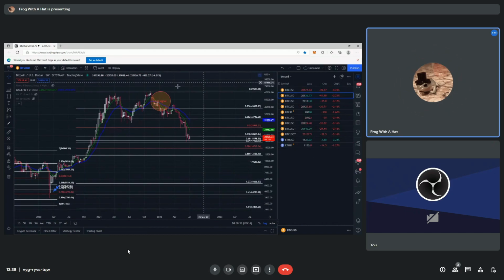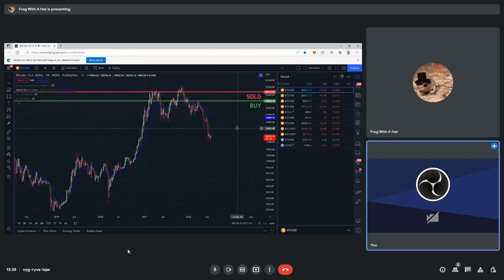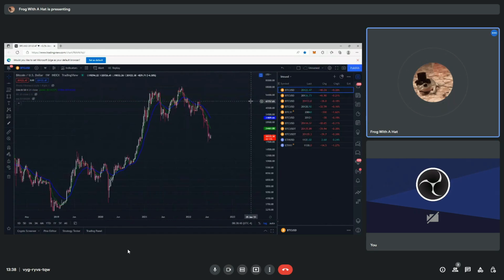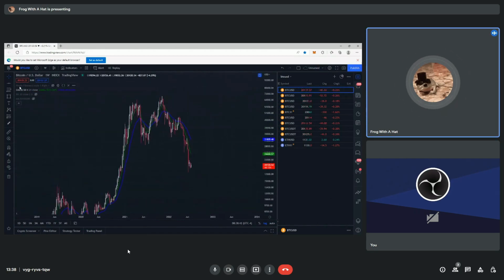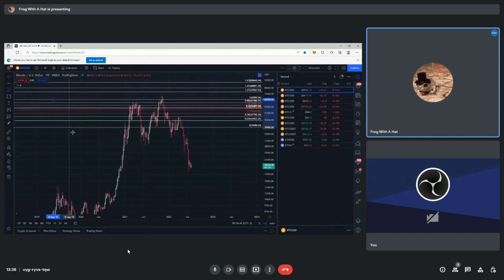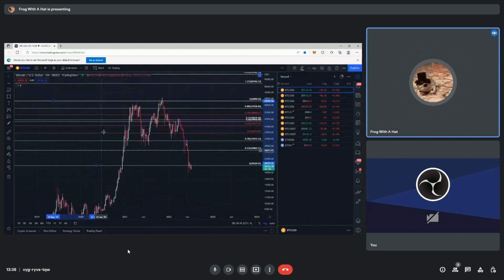Okay, so show me how you do the fibs. The easiest way to do the fibs, first of all, this is how it looks. I'm just going to draw it on an empty chart.